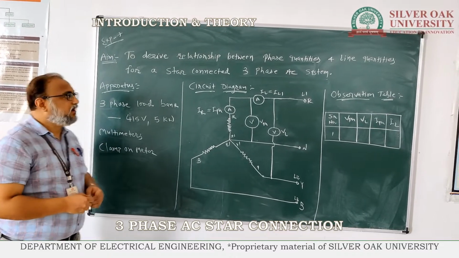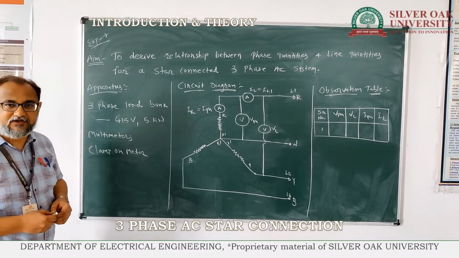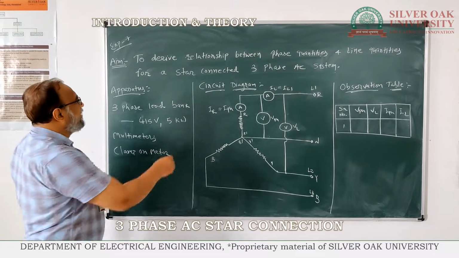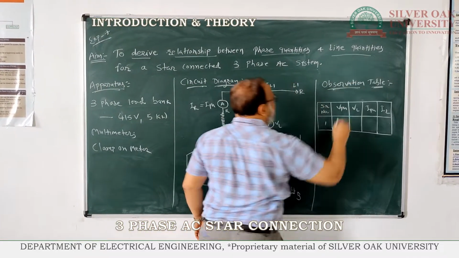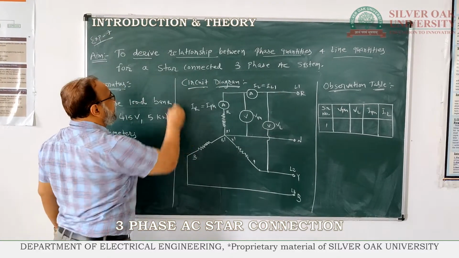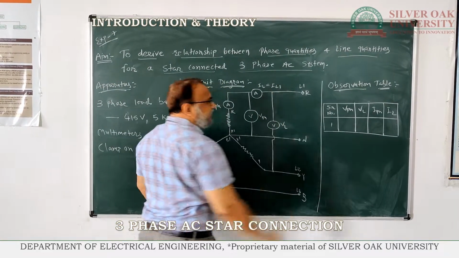Hello students. Today we will see experiment number 7. The aim is to derive the relationship between phase quantities and line quantities in case of a star connected three-phase AC system.